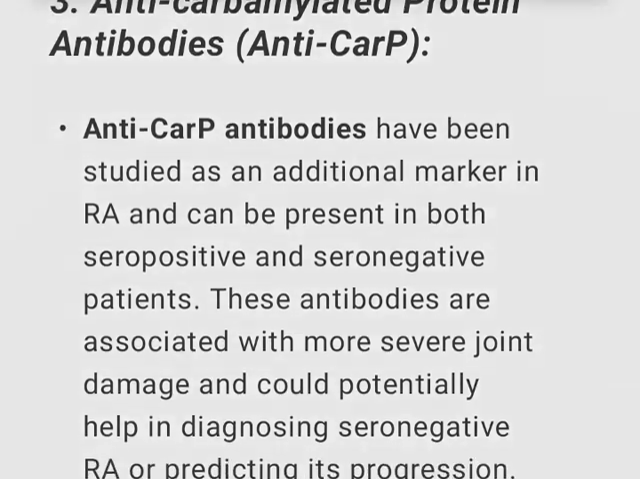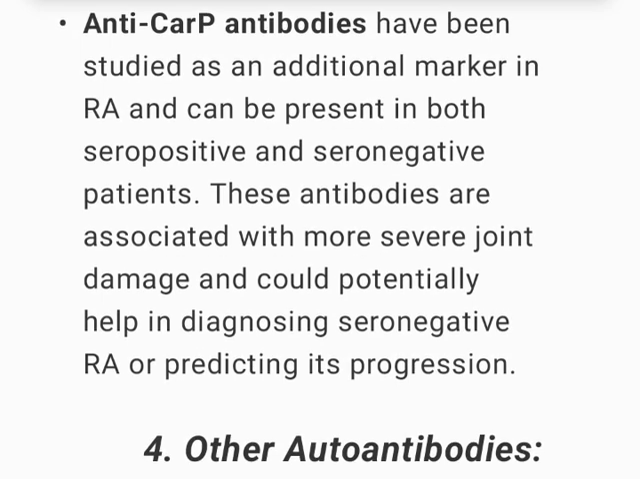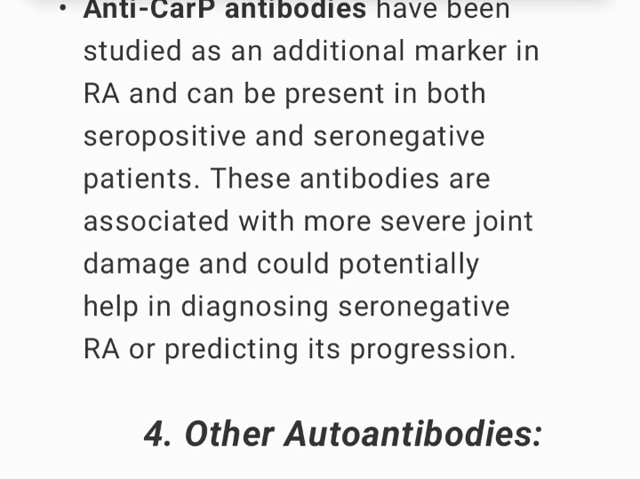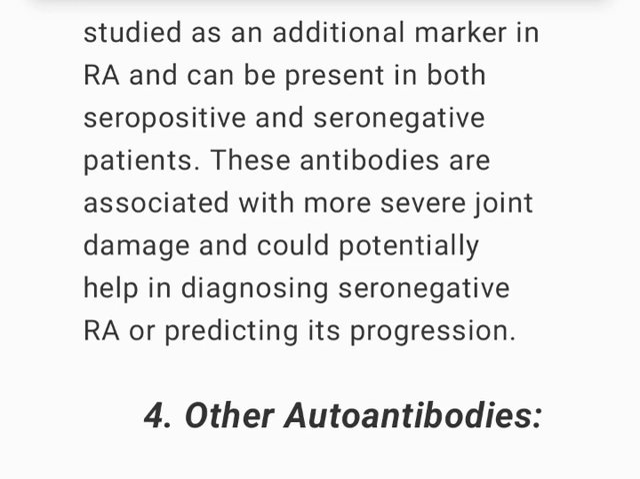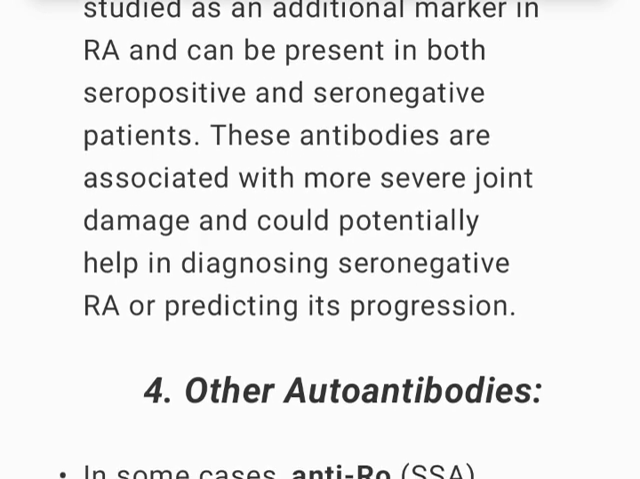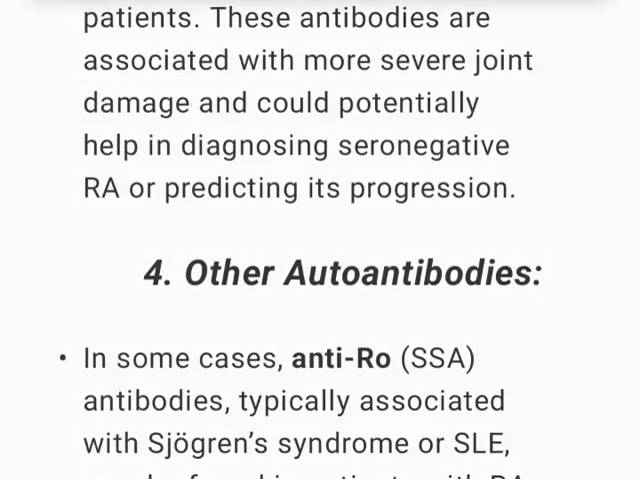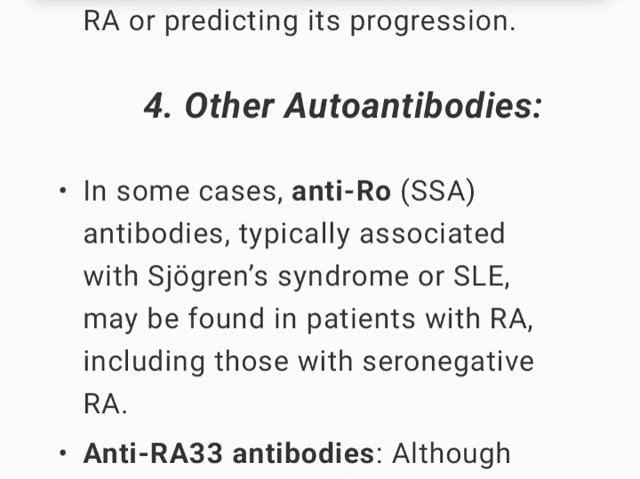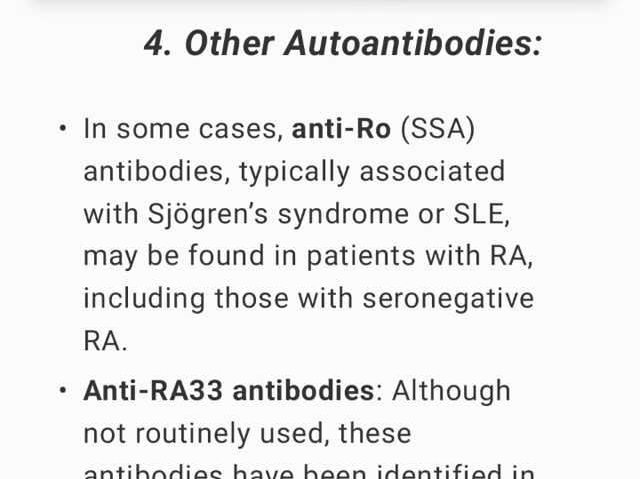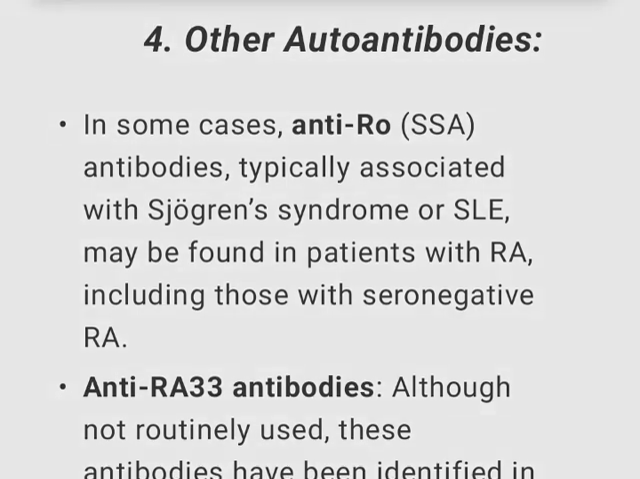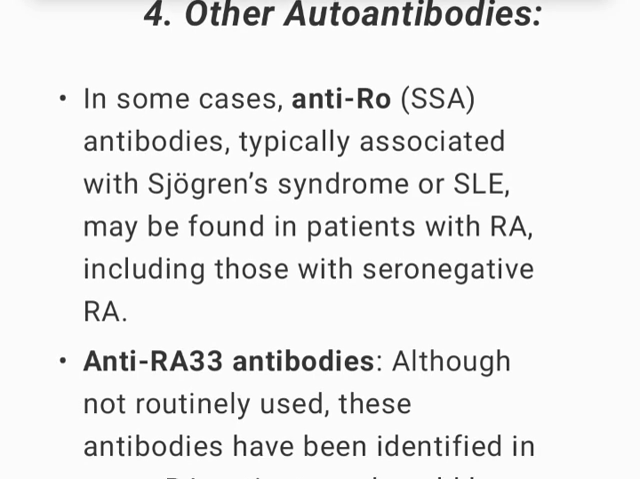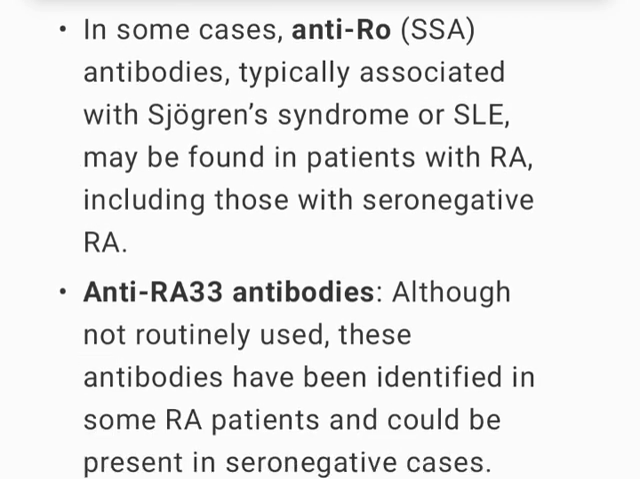Anti-CarP antibodies have been studied as an additional marker in RA and can be present in both seropositive and seronegative patients. These antibodies are associated with more severe joint damage and could potentially help in diagnosing seronegative RA or predicting its progression. 4. Other autoantibodies. In some cases, anti-Ro/SSA antibodies, typically associated with Sjogren's syndrome or SLE, may be found in patients with RA, including those with seronegative RA.